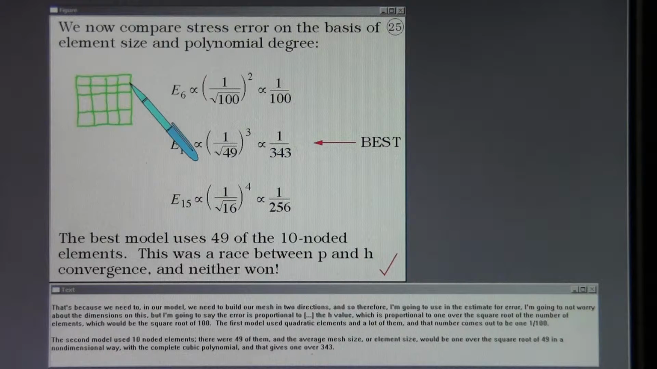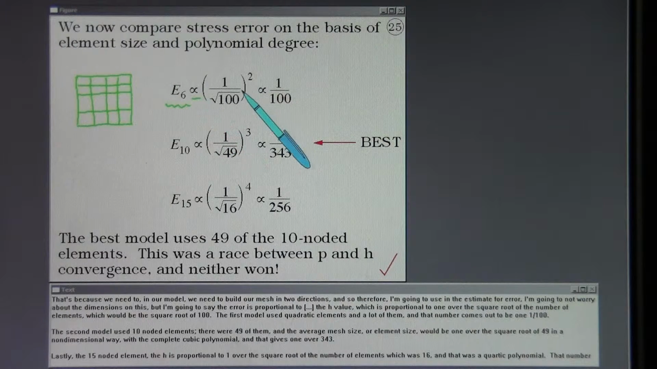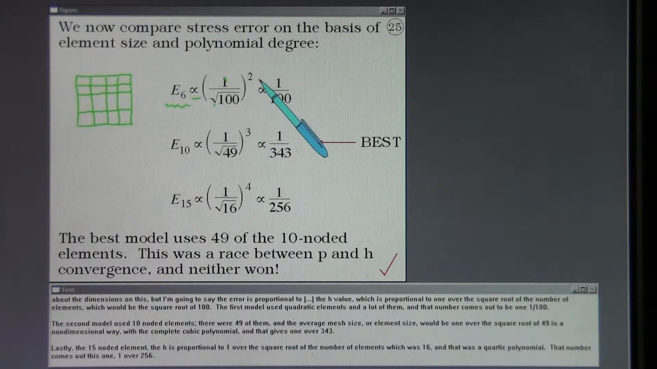And so therefore, in the estimate for error, I'm not going to worry about the dimensions on this, but I'm going to say the error is proportional to h to the power of the polynomial order, where h is proportional to 1 over the square root of the number of elements, which would be the square root of 100. The first model used quadratic elements and a lot of them, and that number comes out to be 1/100th.